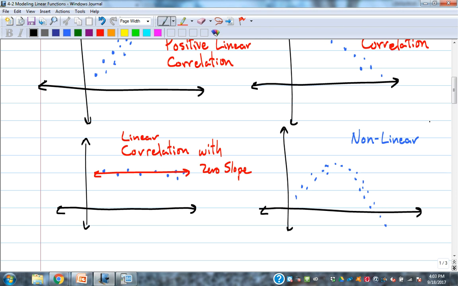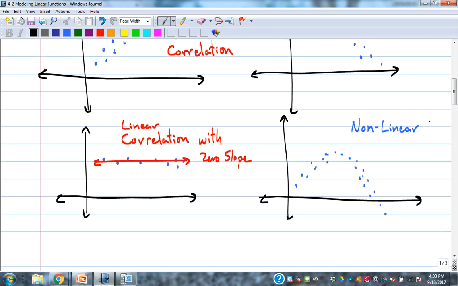So to be a linear correlation, it's got to form something close to a straight line, and then we need to be able to find a slope for that, and then eventually the y-intercept for that. So we're going to do it by hand and then use the graphing calculator to do that as well, and see how we can get there.